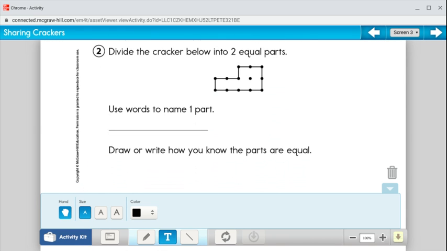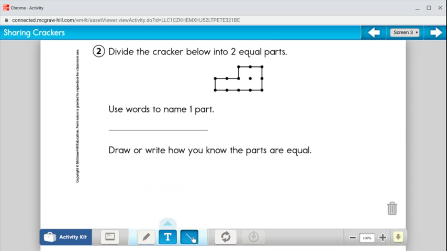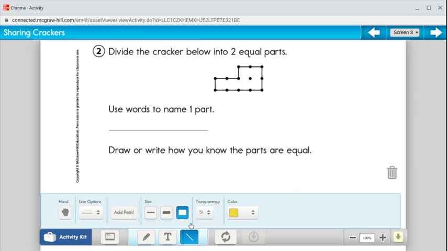We're going to now divide this cracker into 2 equal parts. So let's get our line ready again. Okay, and I'm going to choose this smaller one. Go back to our color black. All right, so now I need to divide this one into 2 equal parts. Let's count how many squares there are. This is 1 square, 2 squares, 3, 4, 5, 6 squares.